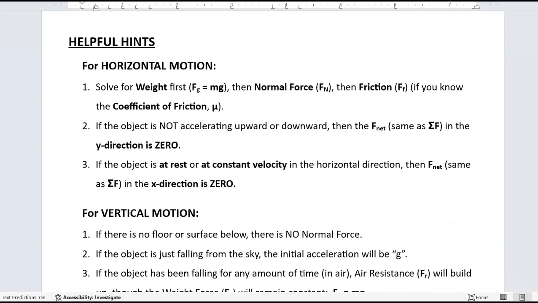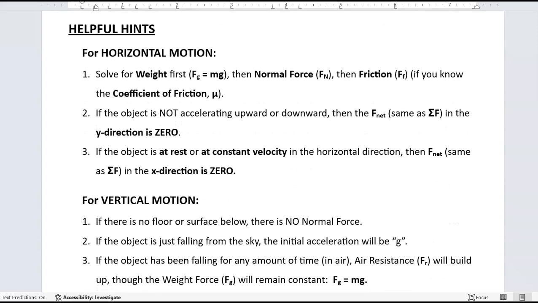And some helpful hints here. I have some helpful hints for when you're doing motion that's in the horizontal direction, like a box sliding on the ground, or in the vertical direction, say a parachutist who hasn't opened up their parachute yet and is falling from the sky, and hopefully will eventually open their parachute. So let's look at the horizontal motion hints.